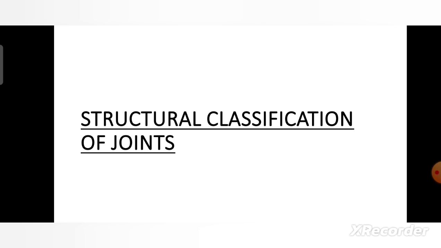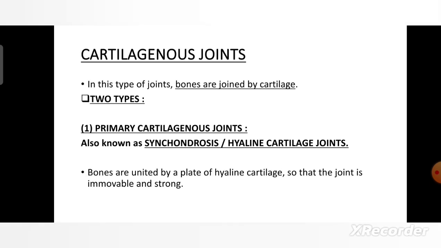So in this presentation, we'll talk about the topic structural classification of the joint. According to this, joints are of three types: fibrous, cartilaginous and synovial joint. In the last presentation we already discussed the fibrous joint. Now we'll talk about the cartilaginous joint.